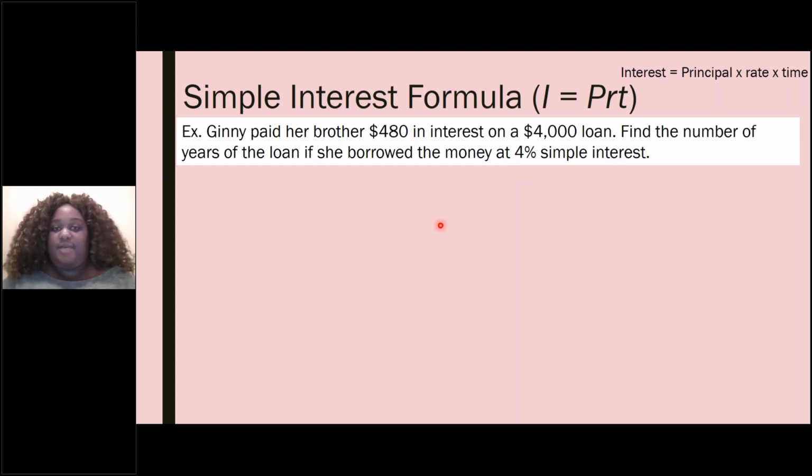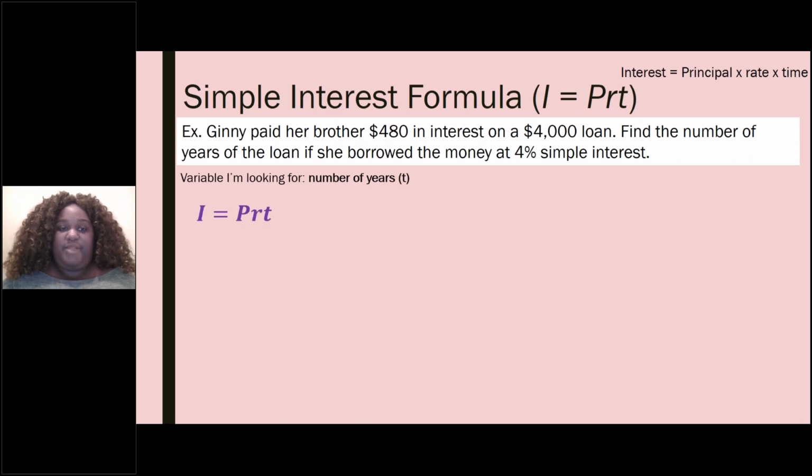So we did our first step. We read through the whole problem. You would think, okay, what formula do I need? In this case, you already know. It's the interest formula, so it's I equals PRT. And then we need to figure out what variable we're looking for. They wanted us to find the number of years of the loan, so that's what we're trying to find. And the number of years in this formula is represented by T. So we're trying to find T in this case.